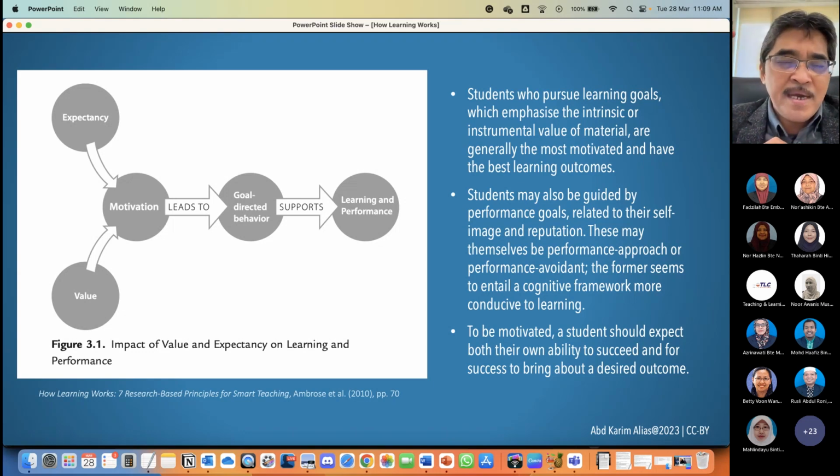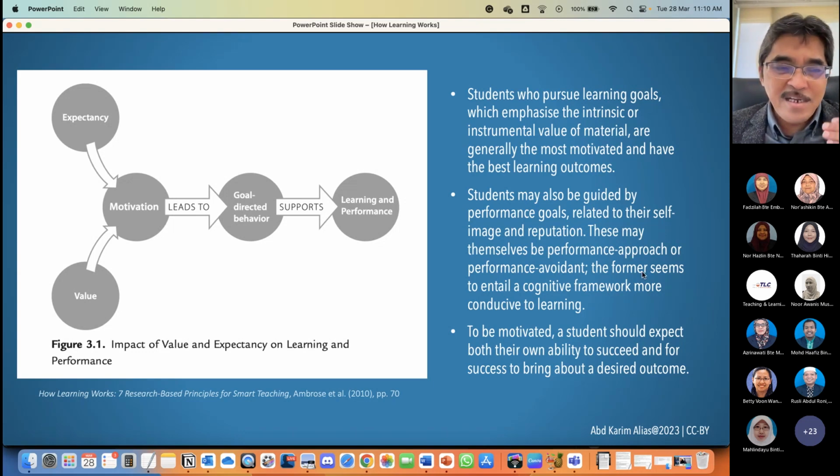These are the kind of self-directed or self-regulated learners. They set the standard high for themselves. So they cannot do anything less or achieve anything less. So ini yang dipanggil guided by performance goal. This may themselves be performance approach or performance avoidant. The former seems to entail a cognitive framework more conducive to learning.